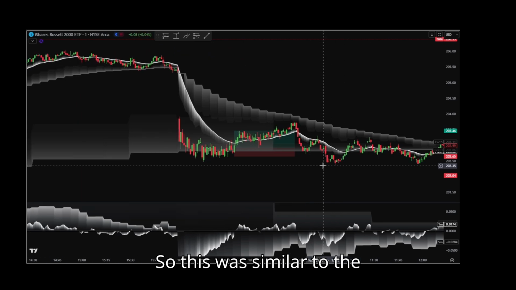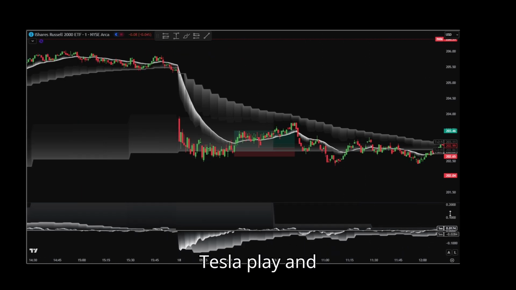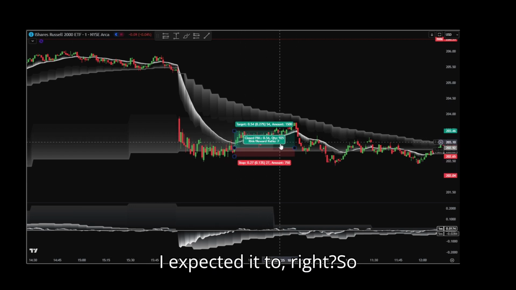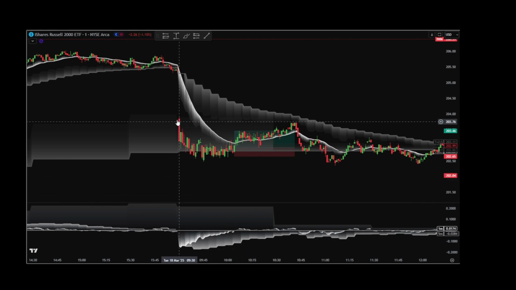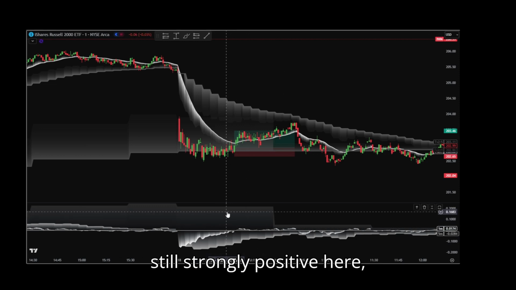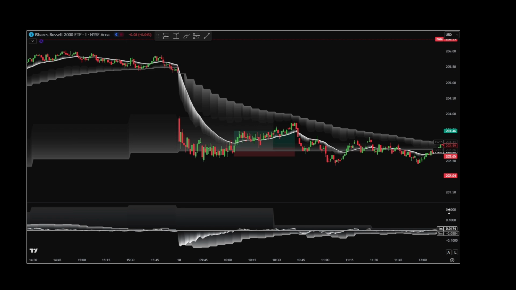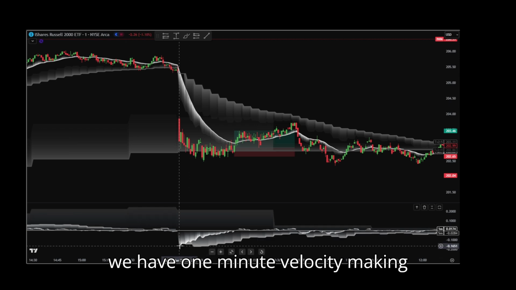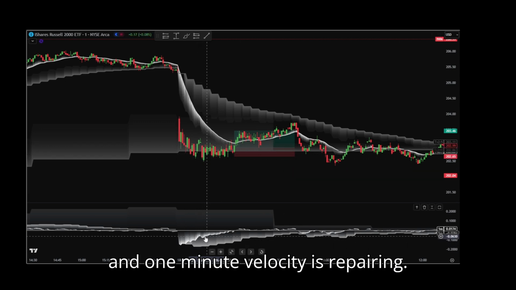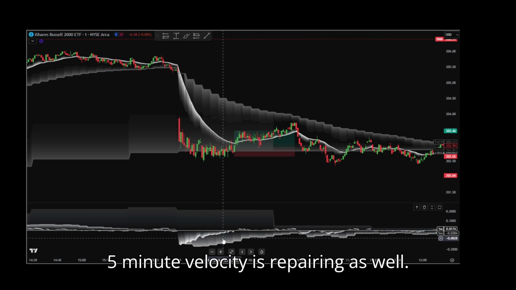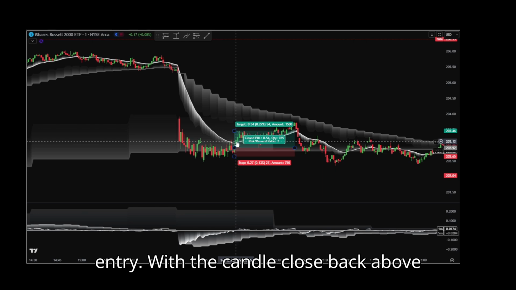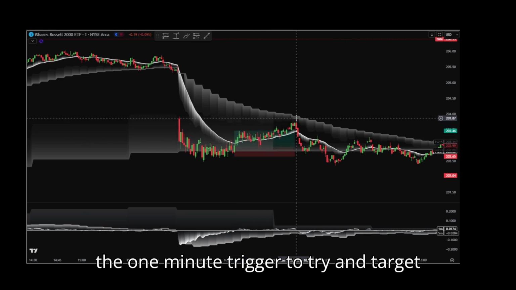So this was similar to the Tesla play, and quite honestly, higher confidence going in. It just didn't play out the way I expected it to, right? So price attacks the hourly trigger at the open, while hourly velocity is still strongly positive here. We have 1 minute velocity making the lowest low here, while price makes all these new lows, and 1 minute velocity is repairing. 5 minute velocity is repairing as well, so that gave me confidence on an entry with the candle close back above the 1 minute trigger to try and target the 5 minute trigger.